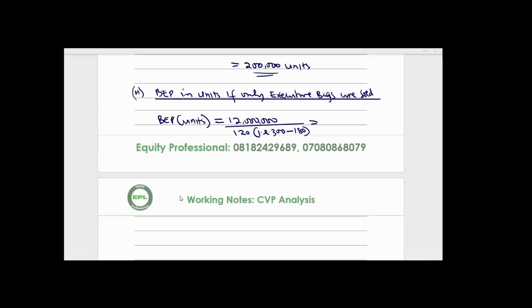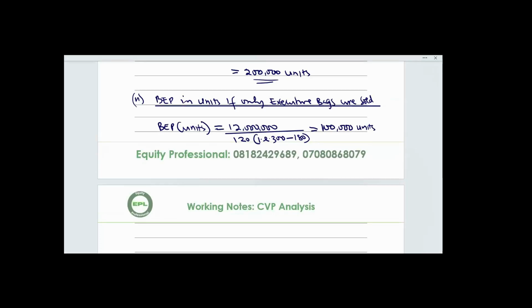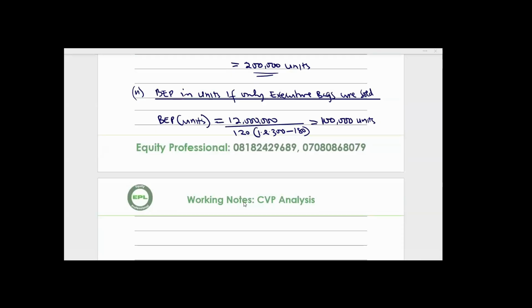12 million divided by 120 naira. That's 100,000 units. That's it. You move on. Out of 15 marks, you have earned 9 marks.